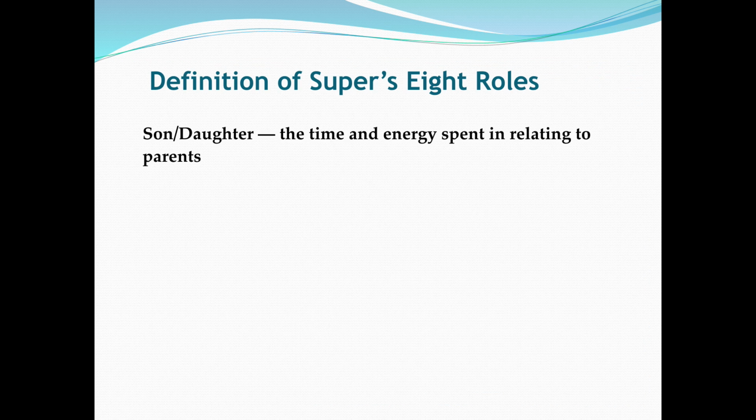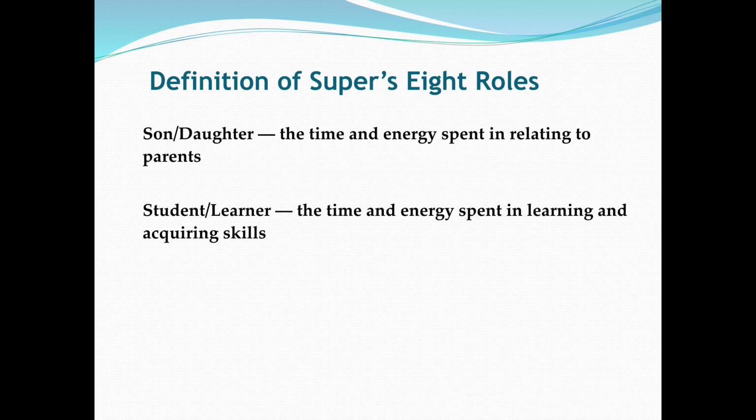So, what are the 8 roles? Son or daughter. This is really time and energy spent relating to parents. And so, when you're a child, obviously you spend much more time doing that, and as you get older, it can shrink, but then it can actually grow again. Many of us are finding that out.